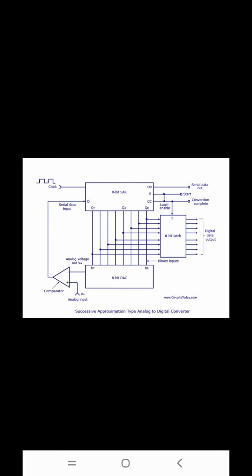Hello friends. So in this video we will be discussing successive approximation A to D converters. This successive approximation type ADC, that is analog to digital converter, is the most widely used and popular ADC method. The conversion time is maintained constant in this type of ADC and is proportional to the number of bits in the digital output.